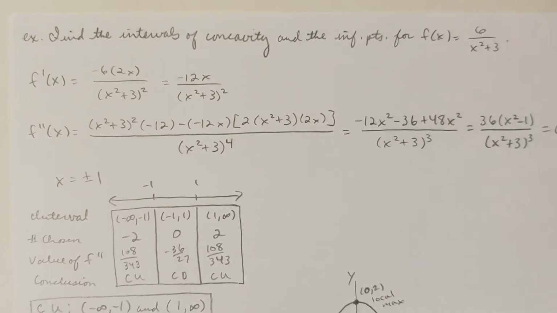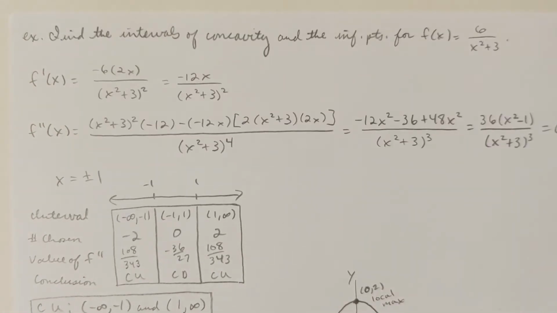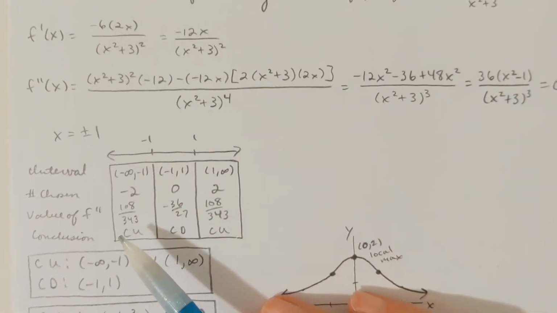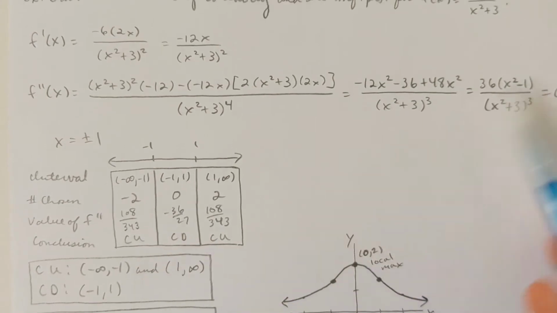Here's one. Find the intervals of concavity and the inflection points for f of x equals 6 divided by x squared plus 3. In the test, we need to work with the second derivative. I'd like to know where the second derivative is positive and where it's negative. So I'm going to be building a chart like I was doing in the increasing and decreasing test in order to get my conclusions about where on the graph the function would be concave up or concave down.